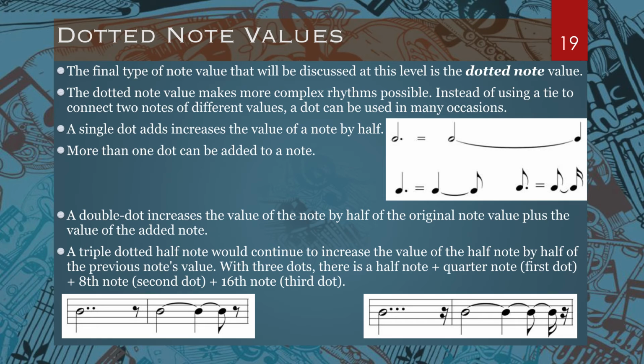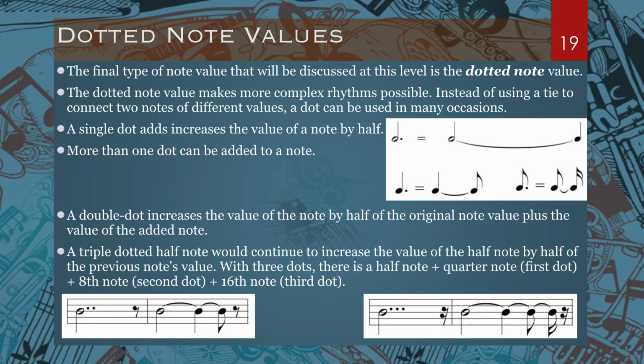So the dotted note value does make rhythms a little bit more complex, but basically what's happening is instead of using a tie to connect two notes of different values, a dot can be used instead. So a single dot increases the value of a note by half. So if you have a half note, that's worth 2 beats. If you cut that in half, that's 1 beat. So you take 2 plus 1, so you get 3 beats for the dotted half note.